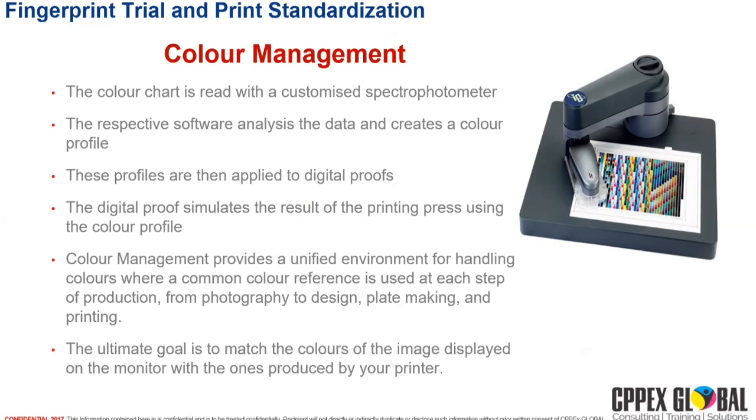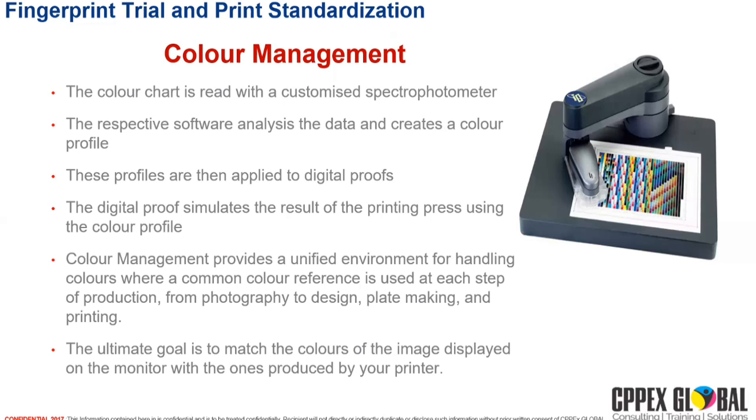The color chart is read with customized spectrodensitometers. The respective software analyzes the data and creates a color profile. Then we create a profile. These profiles are then applied to digital proofs. So first we make the fingerprint trial, then we take the measurements, then we create the profile according to these measurements, according to these values, and then we align this profile with the digital proofs. The digital proofs simulate the result of the printing press using the color profile.